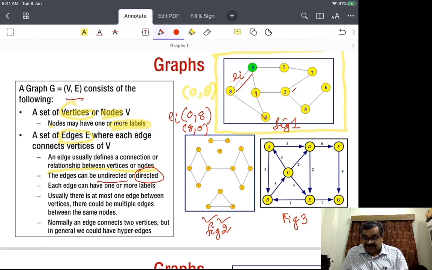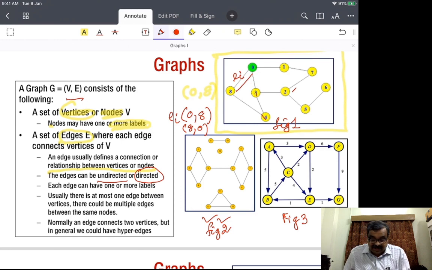Now each edge, as you can see, has got a direction. For example, the edge from A to D is the edge from A to D. Similarly, the edge from D to E, there is no edge from E to D. An edge of an undirected graph is equivalent to two edges of a directed graph.